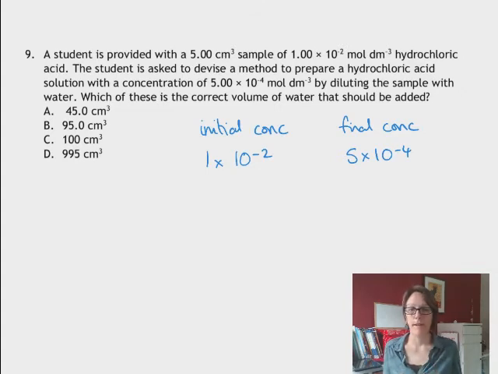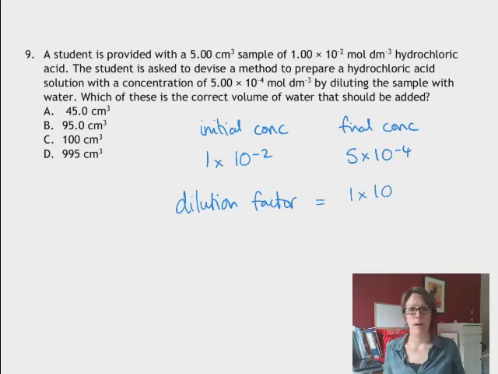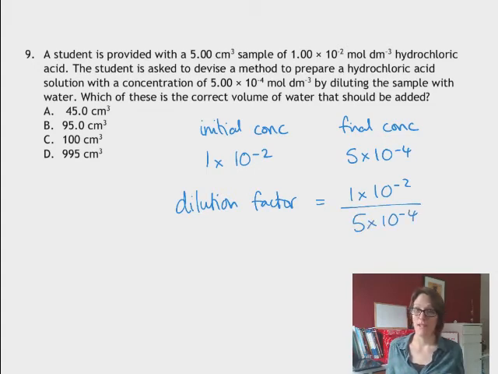So what factor do I have to divide it by in order to get this new lower concentration? To work out what I'd call the dilution factor, so how many times I'm diluting it down by, how many times I'm going to increase the volume by, I'm going to take my initial concentration and divide it by my final concentration, seeing how many times the final concentration goes into the initial concentration.